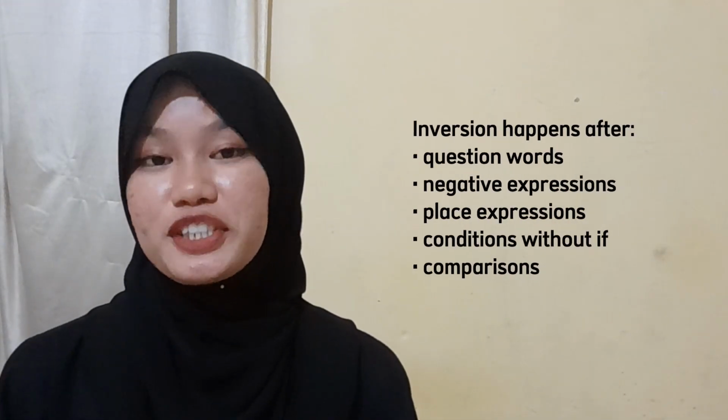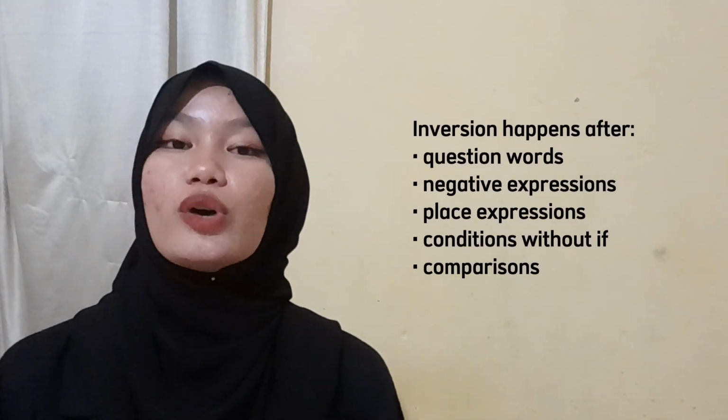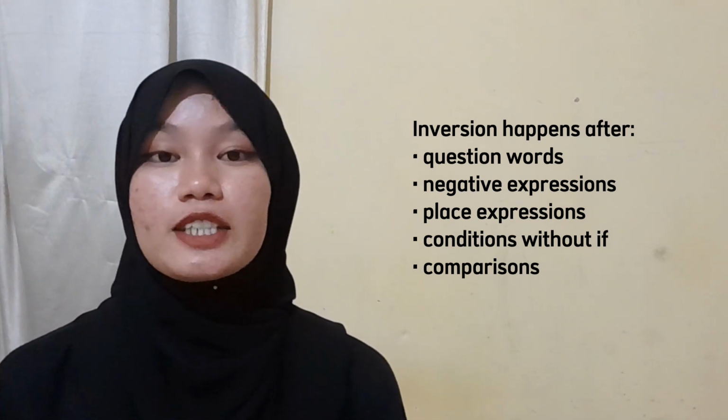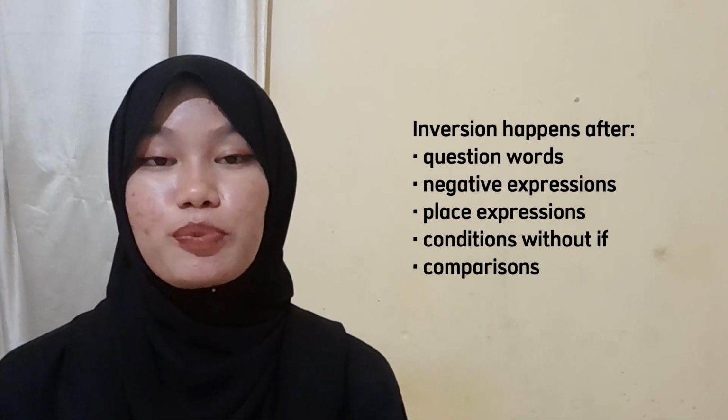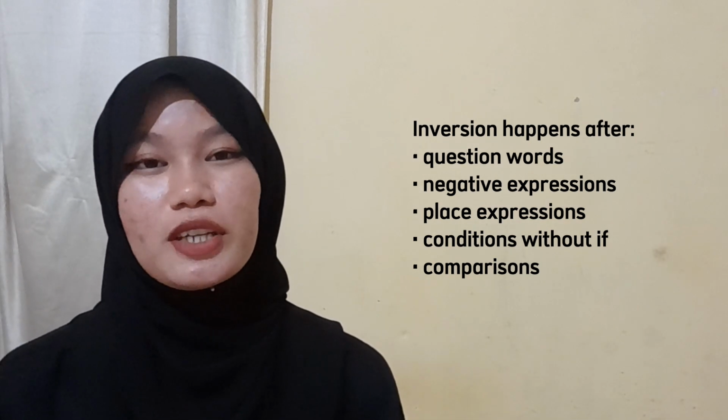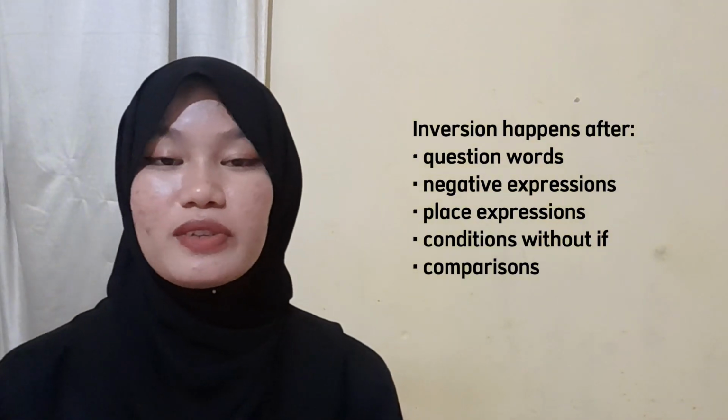So we have to remember, when the subject is an expression of quantity, the verb agrees with the noun after the of. Sometimes in English the verb comes before the subject. This is what we call inversion. Inversion happens after question words, negative expressions, place expressions, conditions without if, and also comparison.